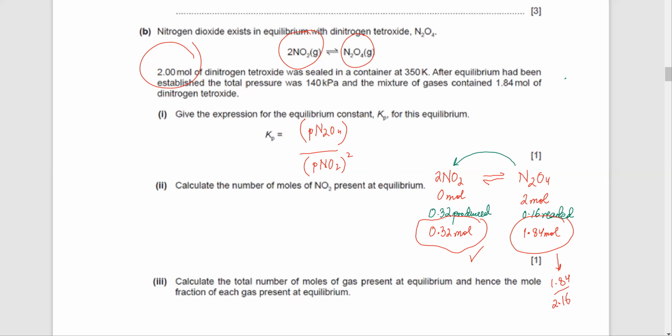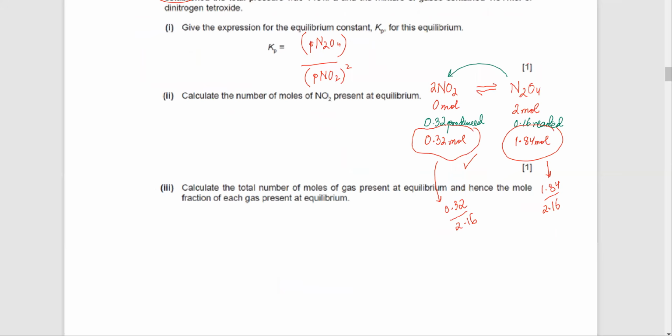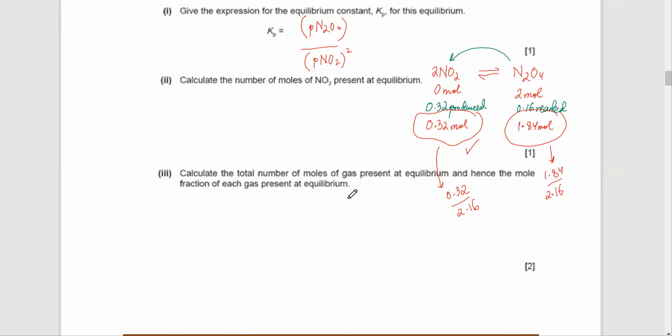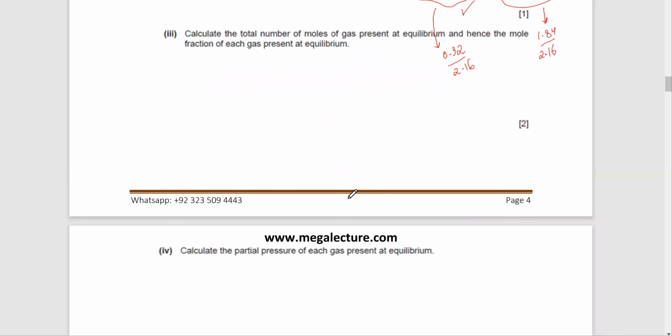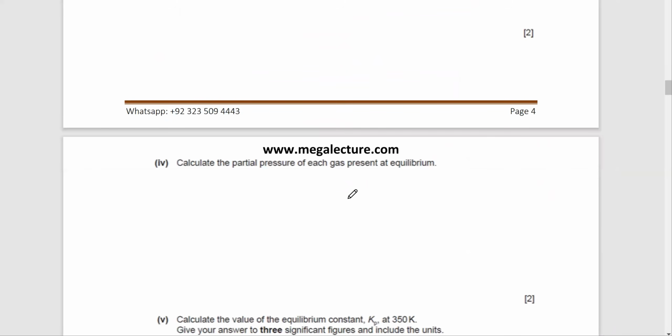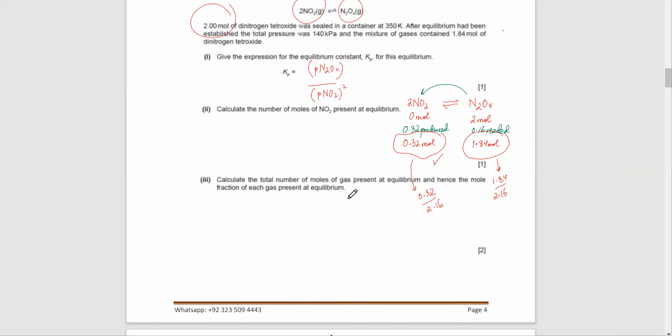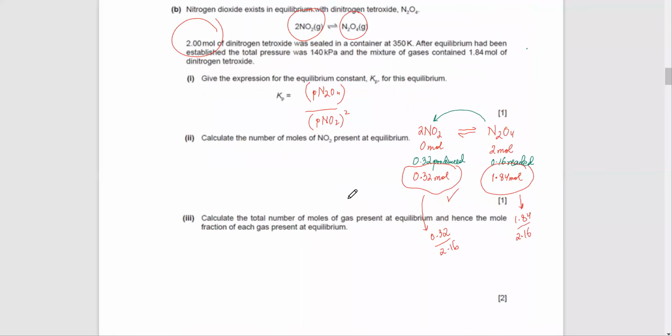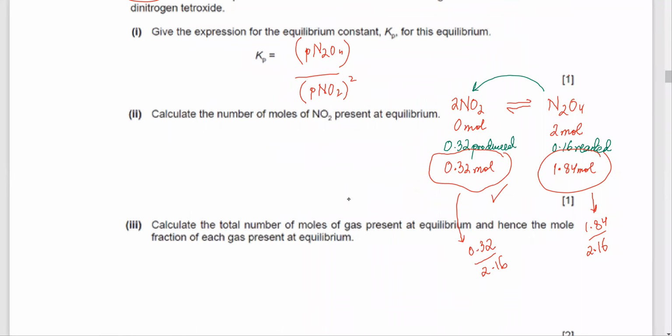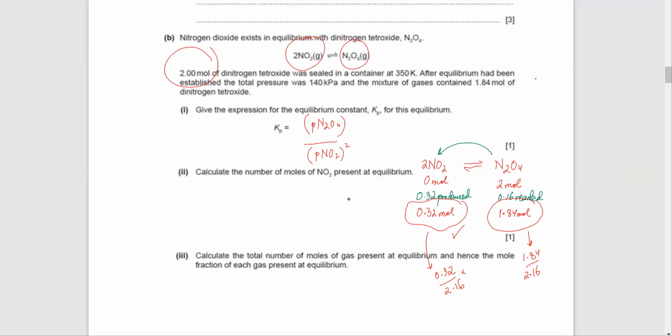2.16. And this would be 0.32 divided by 2.16 again. Anyways, we found the mole fraction of each gas. What's the next part he's asking? He's asking calculate the partial pressure of each gas present at equilibrium. So to calculate partial pressure, you need to multiply the mole fraction by the pressure, which in this case is 140 kilopascals. It's given over here.